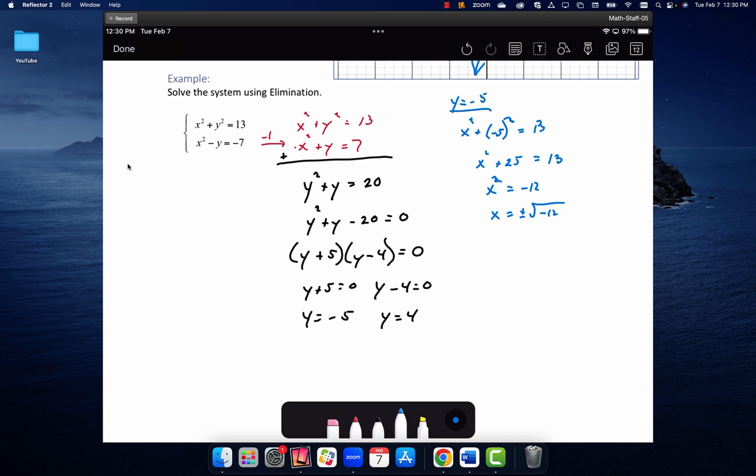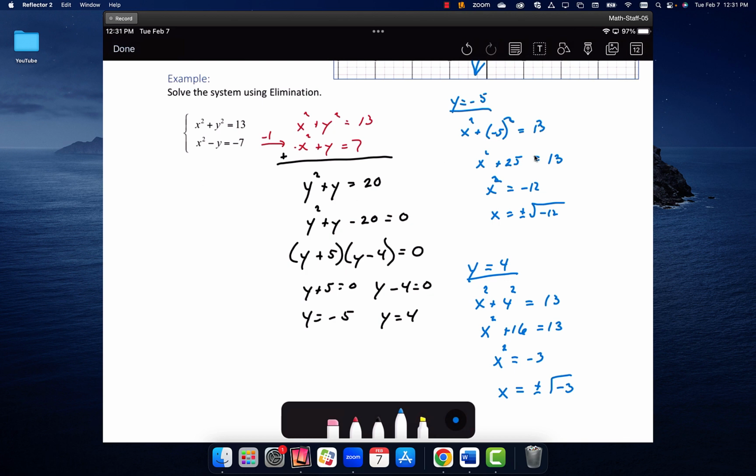We'll do the same thing. Let's test y equals 4. And again, we can use the top or the bottom equation to begin with. It doesn't matter. So x squared plus 4 squared, replacing the y with 4, equals 13. X squared plus 16 equals 13. Subtract 16 on both sides, we get x squared equals -3. And square root of both sides, we get the square root of -3, which again is an imaginary number.